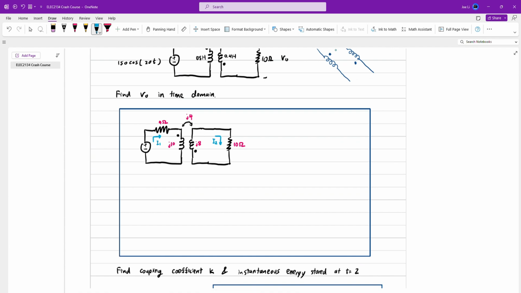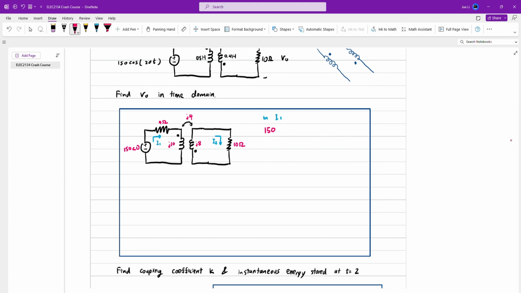Now we have two meshes, mesh 1 with I1. Sorry, I forgot the source. The source has to be in the frequency domain as well, which is 150 with a phase of 0. So doing KVL, you do 150 plus I1 times 4 plus I1 times j10. And don't forget the mutual inductance. Sorry, I made a mistake.